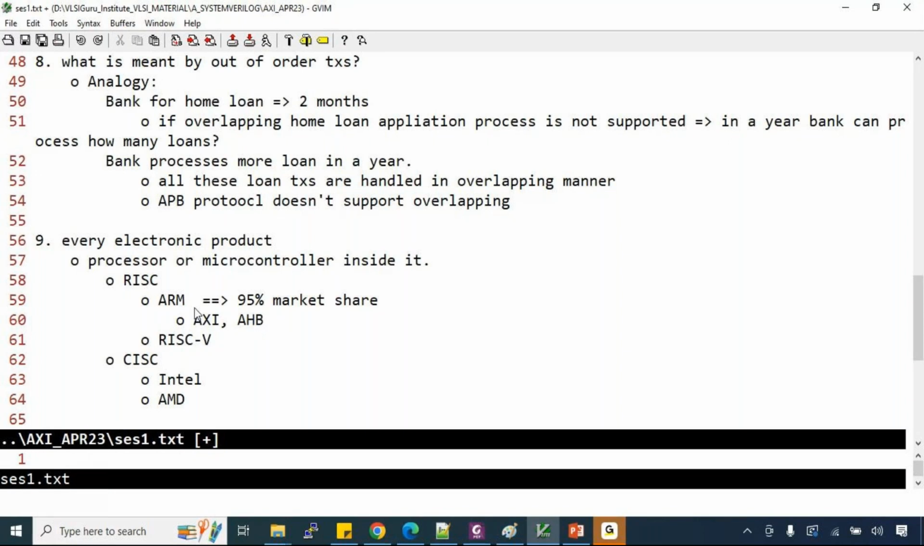ATB, advanced trace bus, is also internal to the processor subsystem. ACE, advanced coherency extension, AXI coherency extension or something. It is also internal to the processor subsystem. But what talks to the outside world? Let's say this is a USB controller and this is an ARM processor. How do they interface with each other? Either through the AXI protocol or the AHB protocol. There are only two protocols through which they interface with each other.